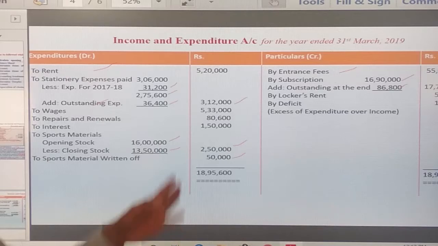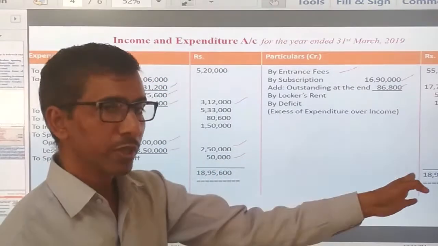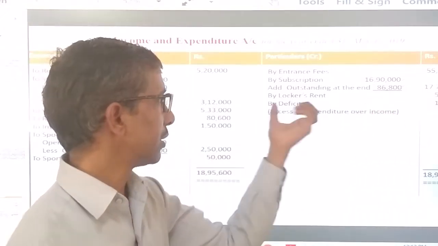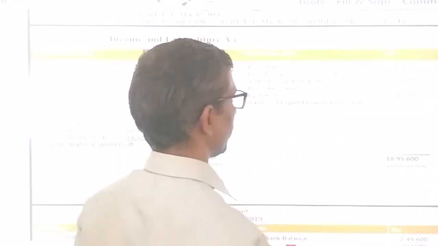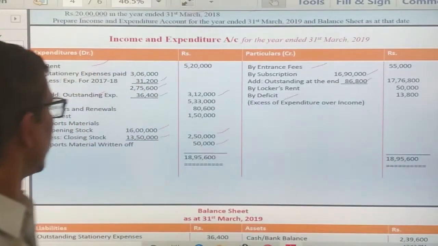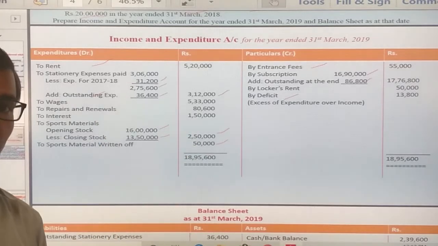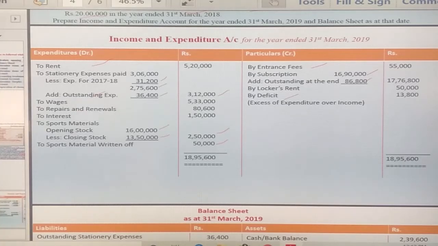After that, make the total. In this question, this side total is more. So from this side total, deduct the total of the other side, and this will come as the deficit. Means excess of expenditure over income. So in this way we can calculate the deficit or the surplus by preparing the income and expenditure account.